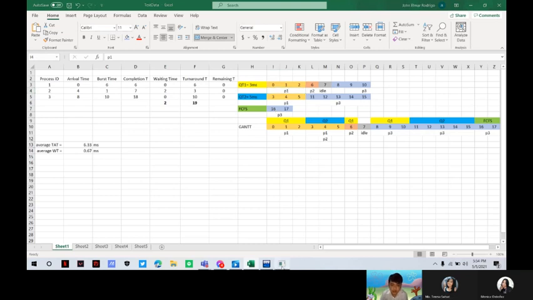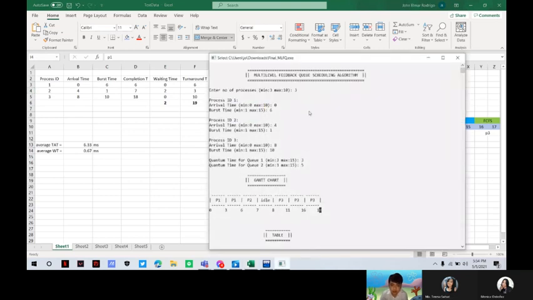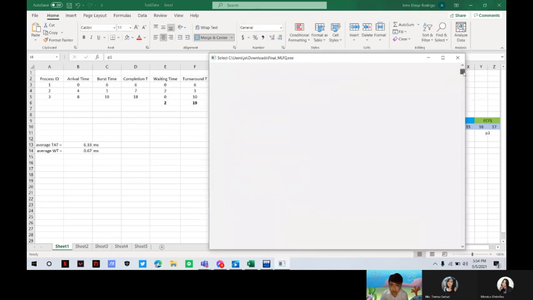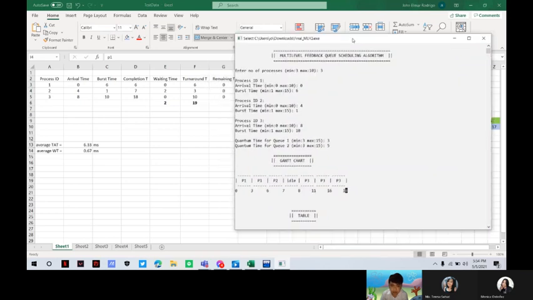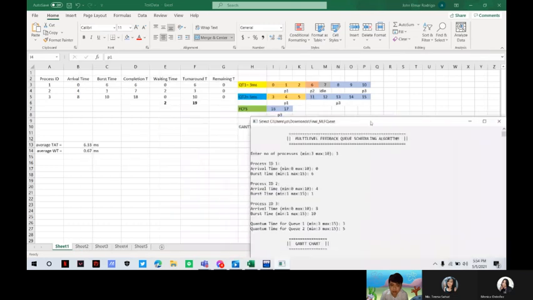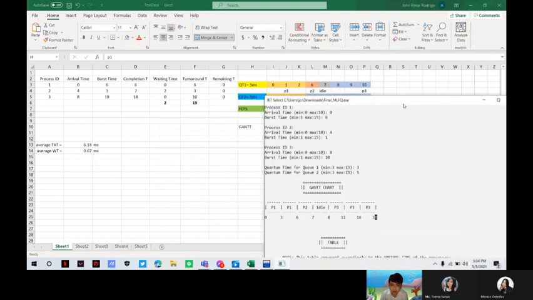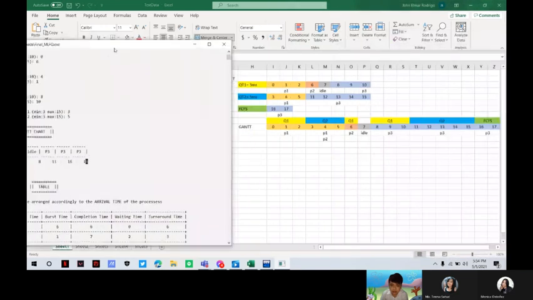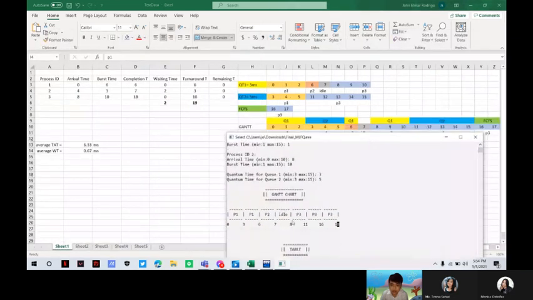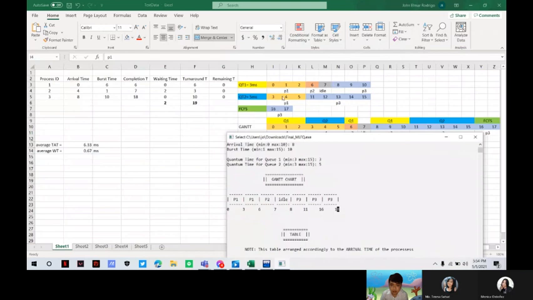So here in the code, as you can see, it is similar to the Gantt chart that we see in the Excel.